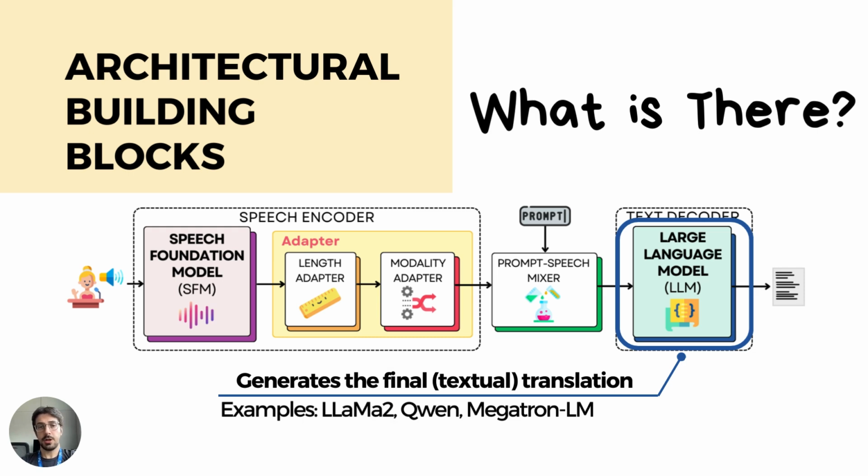This representation is then fed to a large language model that is responsible for generating the text corresponding to the final translation. Also in this case, several LLMs have been tested in the existing works, and examples of them are Llama 2, Qwen, and Megatron LM.